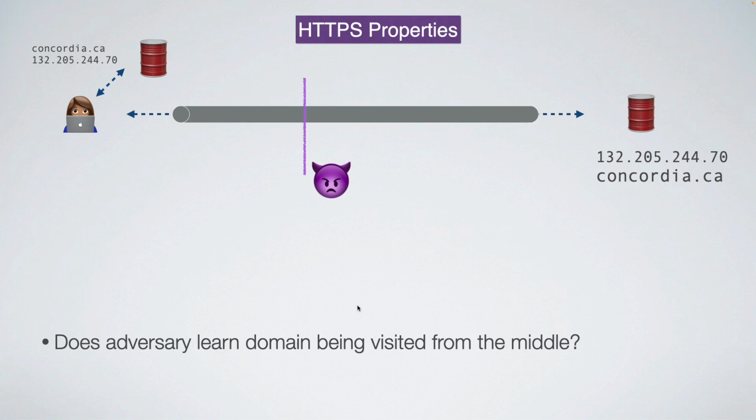You're in the middle and you're watching some user's traffic go by. You're trying to figure out what they're doing, but you can't figure it out because they're using HTTPS. Okay? In this case, you do know exactly what domain they're visiting. So that in and of itself is actually a major leak of information, right?